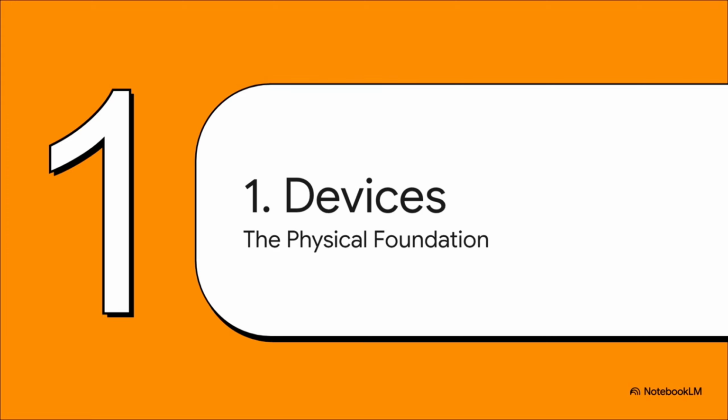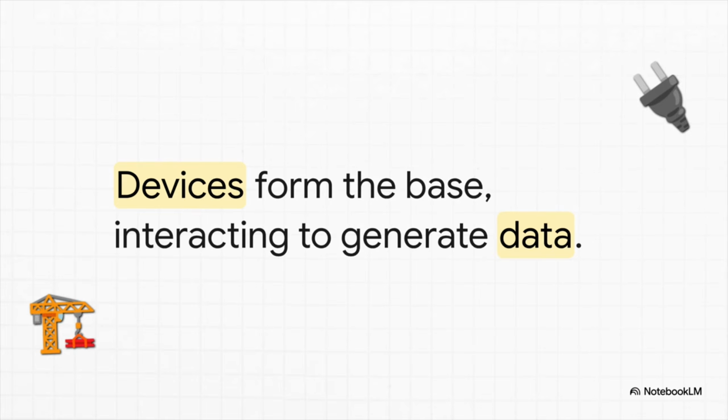Block number 1, devices. Devices are the absolute anchor of our system. They form the foundation, interacting directly with the physical environment to actually generate data. Whether it's a smart thermostat in your hallway or a massive sensor on a factory floor, this is where our data's literal day in the life kicks off. Without them, there's no Internet of Things because, well, there are no things to connect.